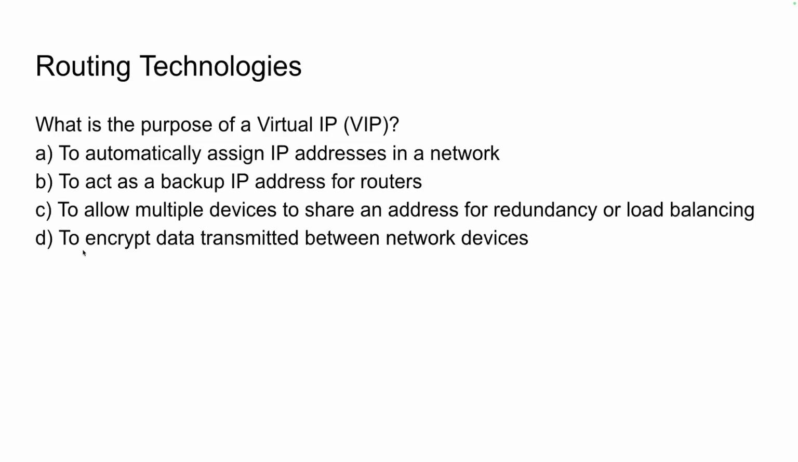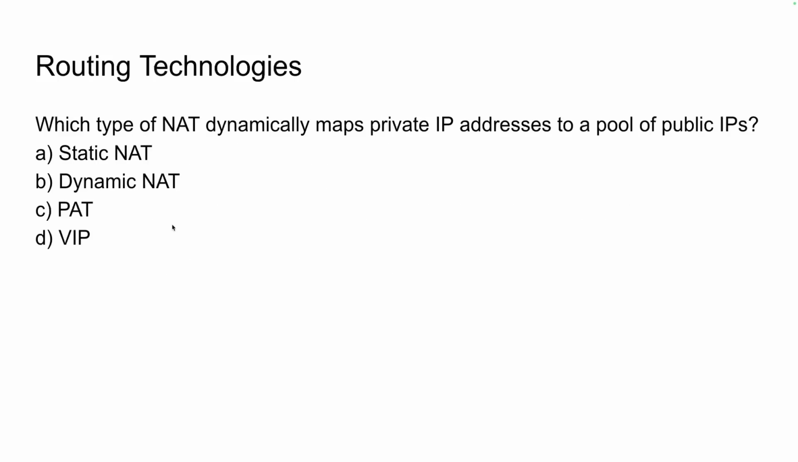I think that's the one. To encrypt data transmitted between network devices. I'm going to say C. There we go. Which type of NAT dynamically maps private IP address to a pool of public IPs?